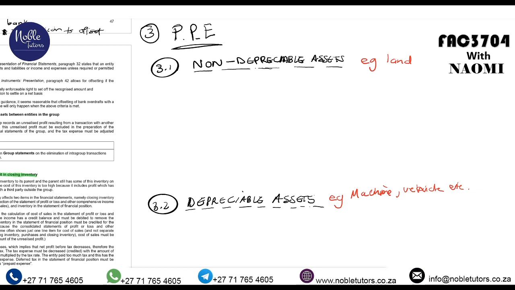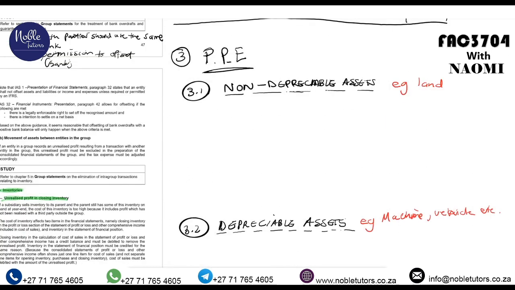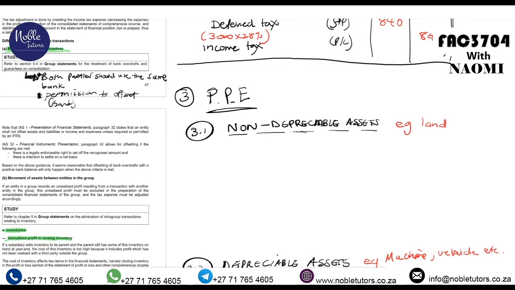Now, what are we talking about here? We're still talking about elimination of unrealized profit, right? So in other words, we're still talking about selling within the group, okay? So we're still talking about elimination of unrealized profit when we sell within the group. Unrealized profit, and this time we're not talking about inventory, we're talking about on sale of PPE. All right, so let us go to it.